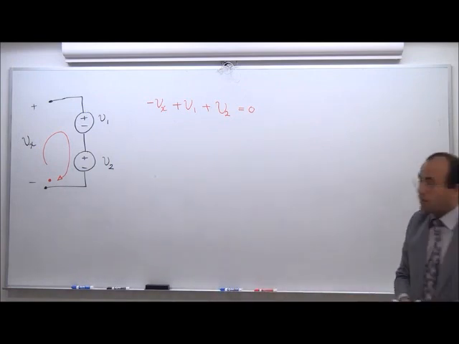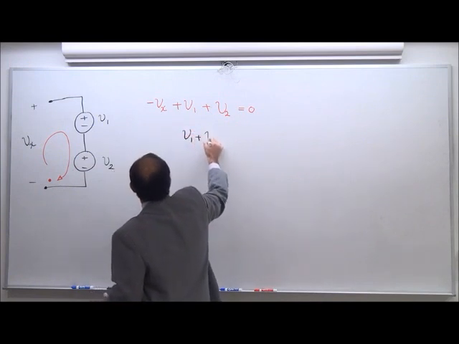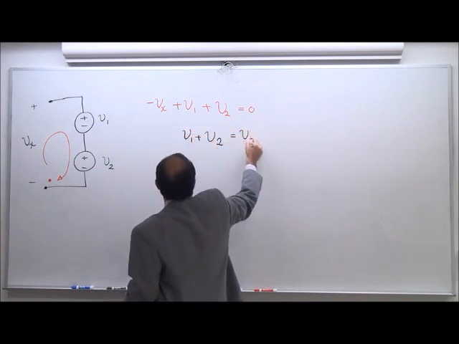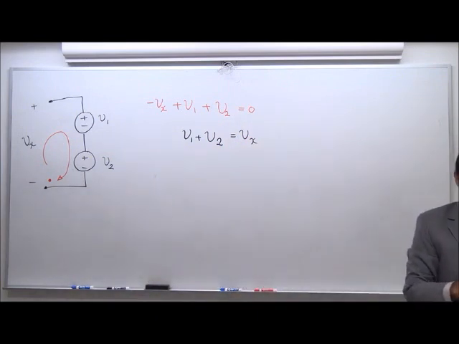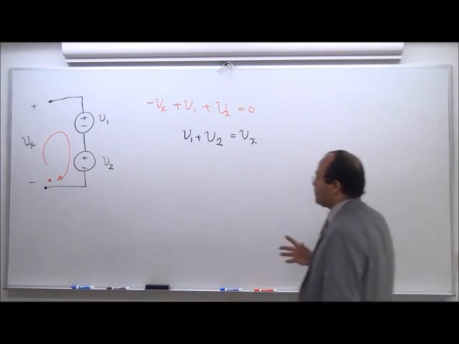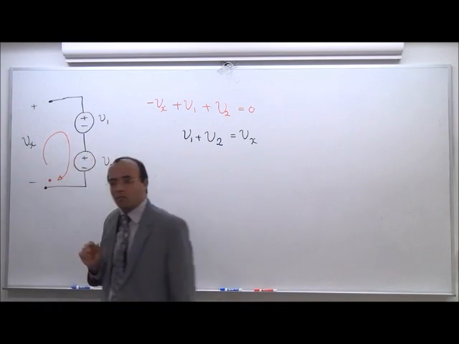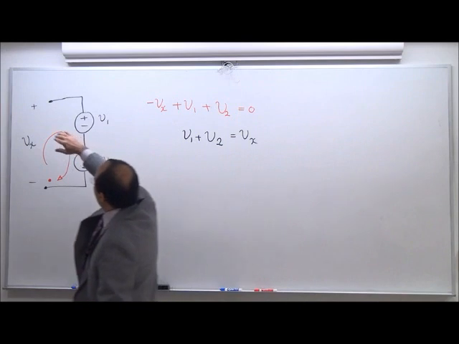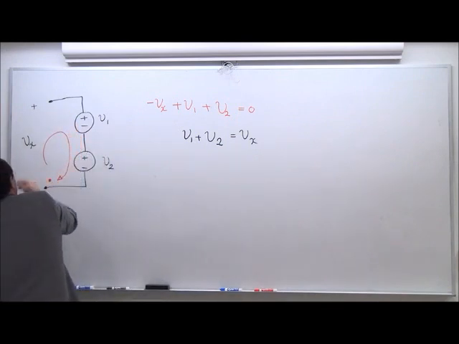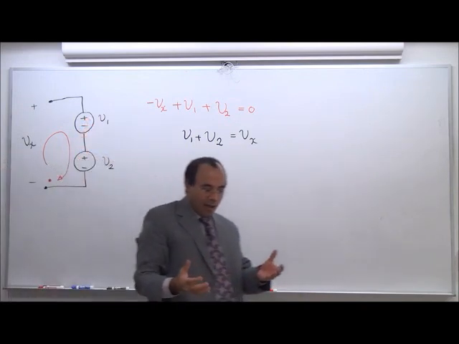Let's put this in perspective. Vx, take it to the other end. So V1 plus V2 is equal to Vx. This is a kind of a rule of thumb for us if you wanted to see how to simplify. If you have a voltage source of 9 volts and you have a voltage source of 5 volts, you can see that these two would be either added or subtracted depending on the polarity they have. If this was plus minus plus minus, you can actually feel it like this.